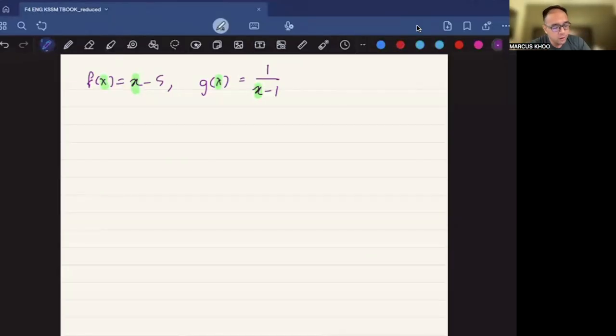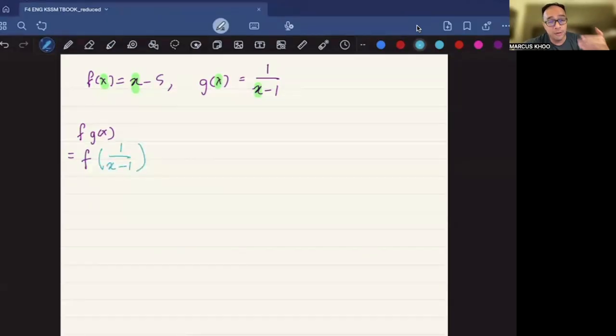So first of all, f(g(x)). Now g(x) is our object because it's on the inside. Let's substitute g(x) in. So this will give you f of, what is g(x)? g(x) is 1 over x minus 1.